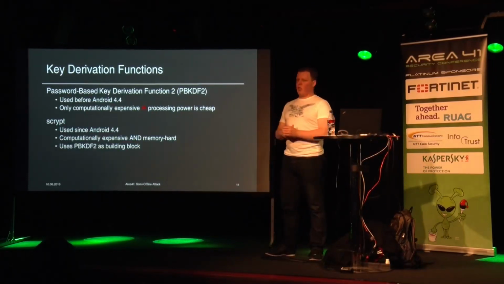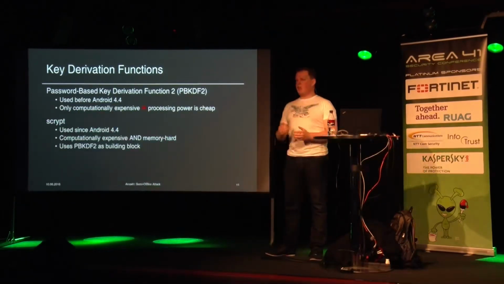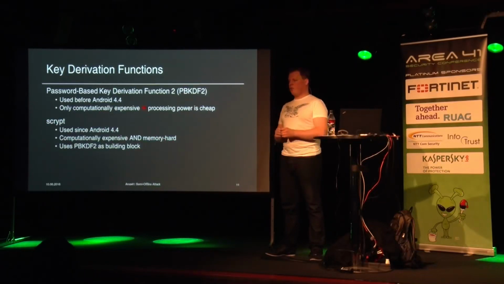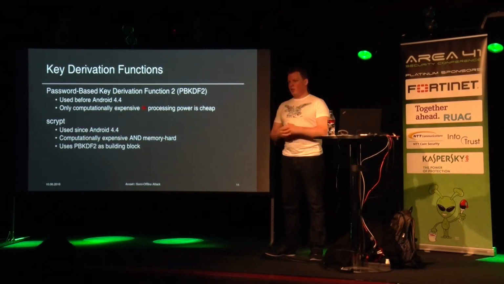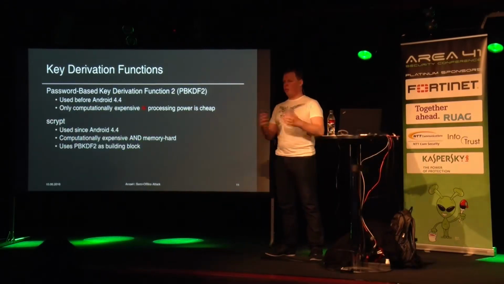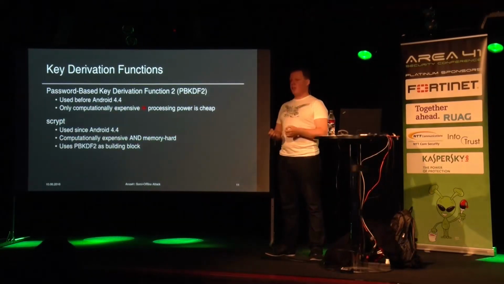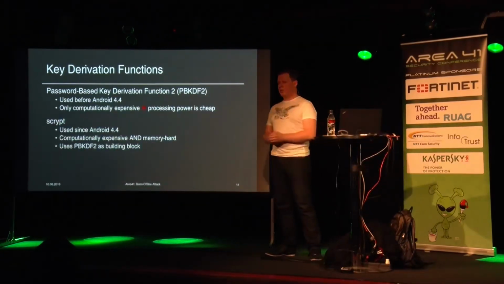What both functions have in common is that they have tweak values. So with increasing processor power and increasing memory, we can also increase the cost of these functions. And the user, when he just enters a PIN or password once, is not significantly slowed down by that. But if you do this 100,000 times, yeah, you really get the timeout.